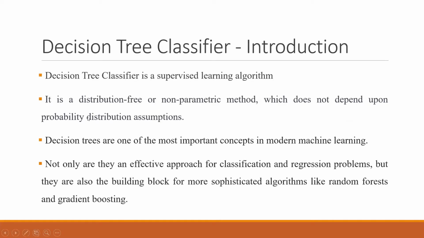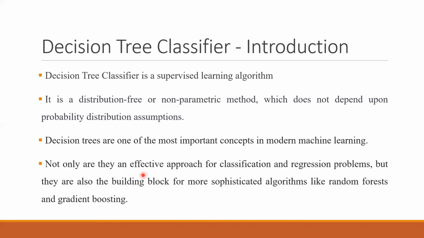So for a decision tree classifier, first of all we should know that it is a supervised learning algorithm, and it is a distribution free or non-parametric method which does not depend upon probability distribution assumptions. So we don't have any kind of distributions in this. We don't have many parameters also, and it does not depend on any probability distribution the way it was depending on the previous models. So decision trees are one of the most important concepts in modern machine learning.